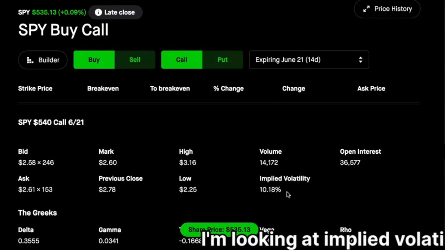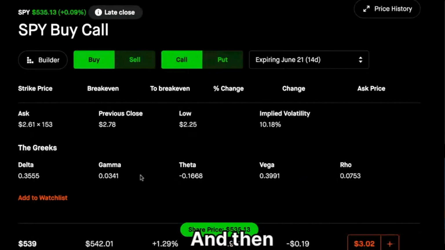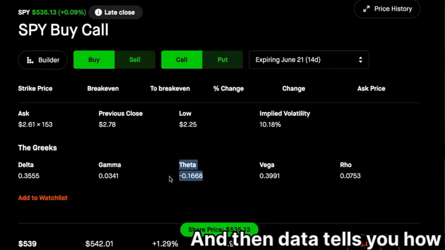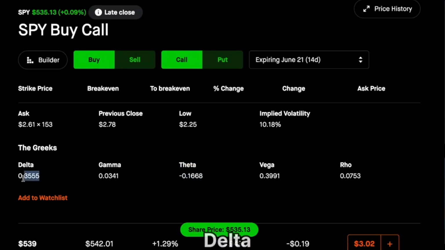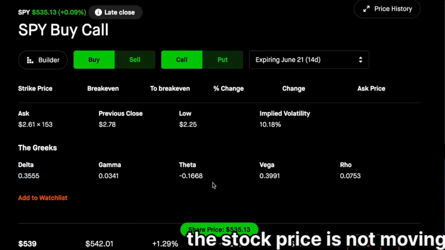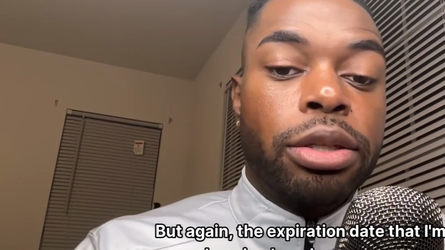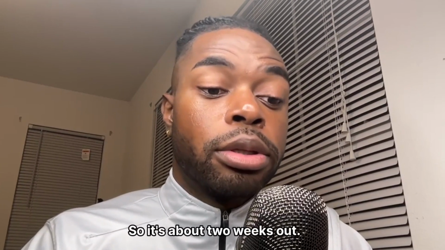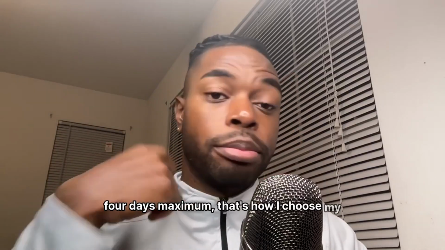And so that's what I'm looking at. I'm looking at implied volatility, again, less than 50%. That's good. Volume, really high. That's good. And then theta tells you how much you'll lose on your contract every day that you hold it. So as long as the stock is moving up, then theta can get kind of knocked out by delta. Delta will cause our contract price to keep going up. But if the stock price is not moving, then we're going to start losing money on our contracts. But again, the expiration date that I'm choosing here is June 21st. So it's about 2 weeks out. So 2 weeks out, if I'm going to be holding it for about 2 to 3 to maybe 4 days maximum, that's how I choose my options.